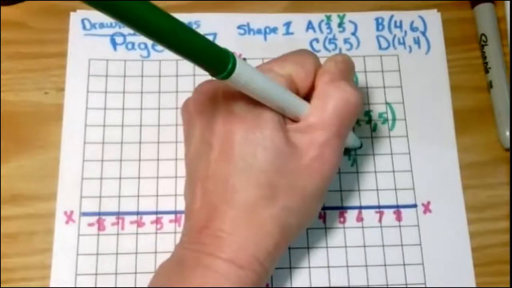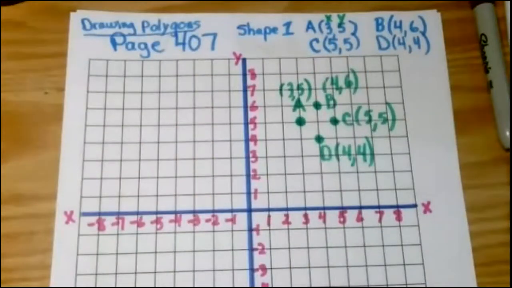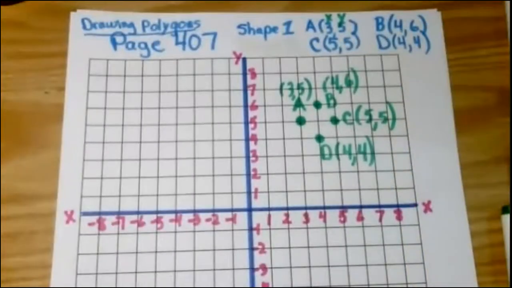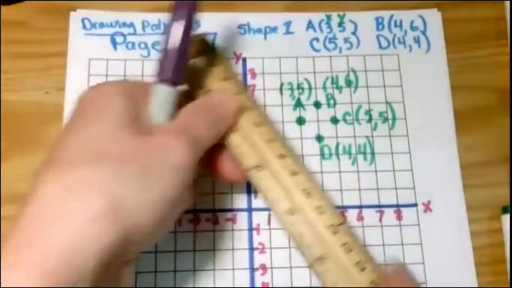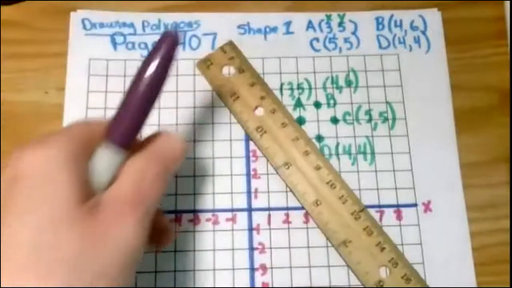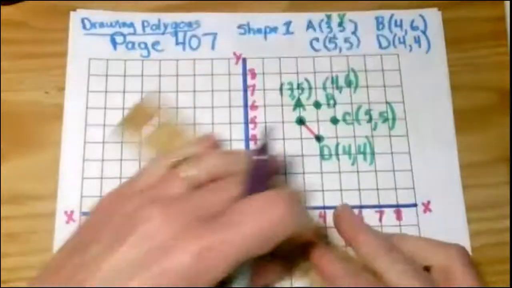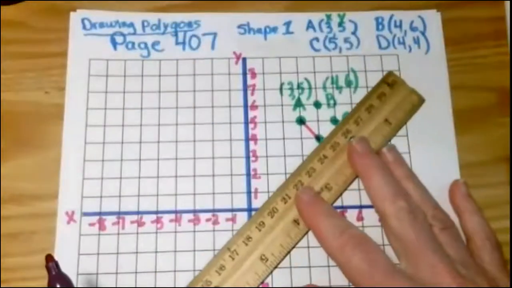That is 4, 4. Now I'm going to take my ruler, and I'm actually going to use pink because it's a little brighter color on the camera here. And I'm going to connect my dots. Use a nice straight edge so that I get a really nice shape here.